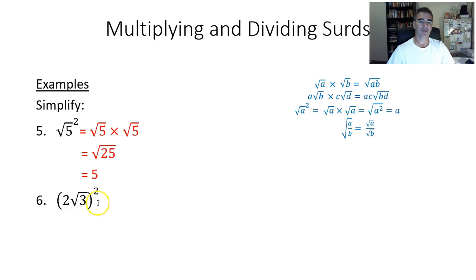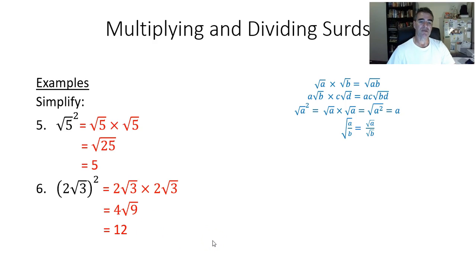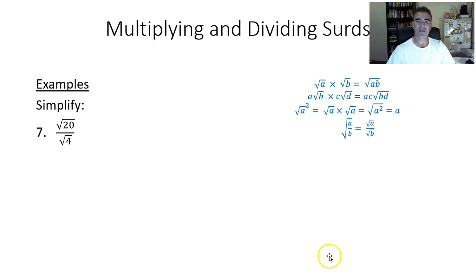So 2 root 3 all squared, let's do it the long way. So that's the same as 2 root 3 times 2 root 3. And as we did in the previous example, let's multiply the rationals together. So 2 times 2 is 4, and multiply our surds together. So root 3 times root 3 is root 9. And the square root of 9 is 3, so it's just going to be 4 times 3, which is 12. So just be a little bit careful when we've got ones like this, that we don't just go 2 times 3 is 6, because we forgot to square that as well. So just be careful.